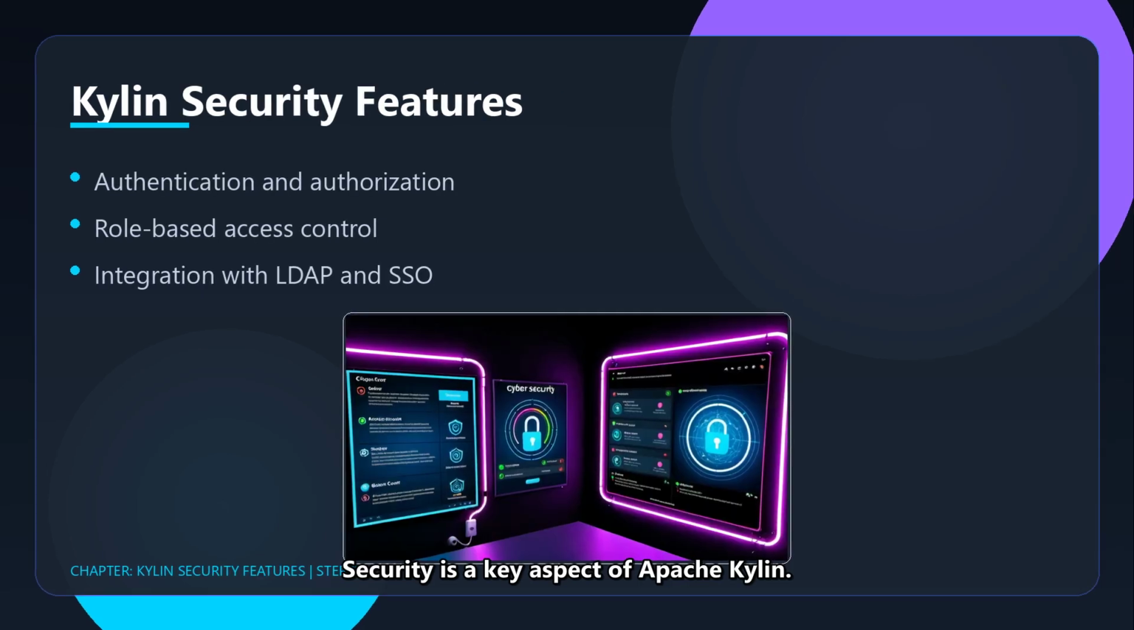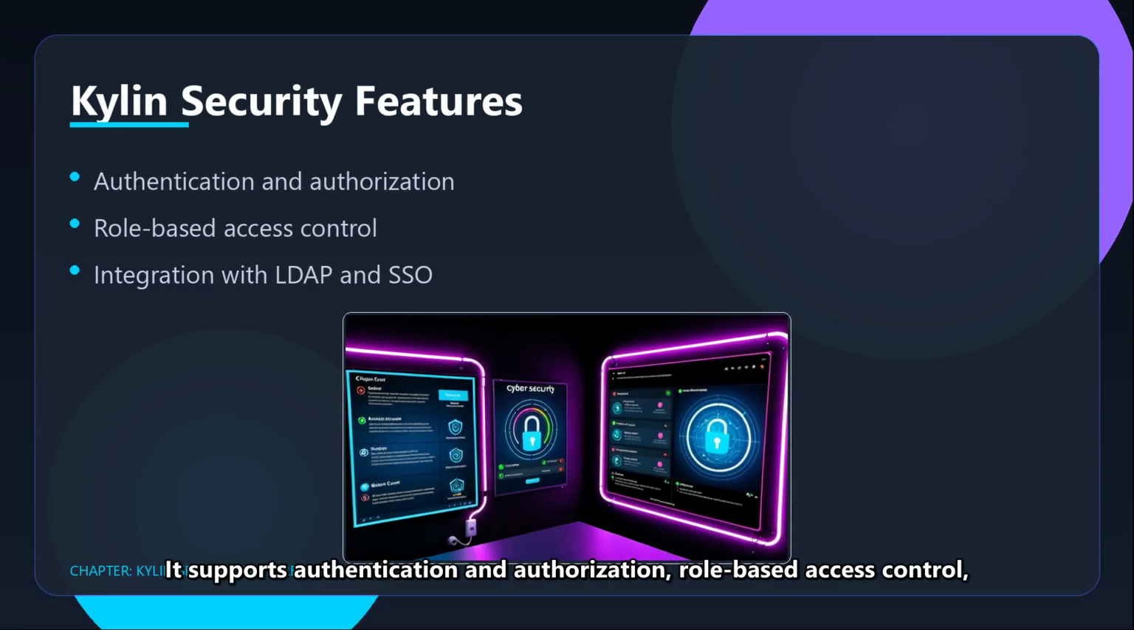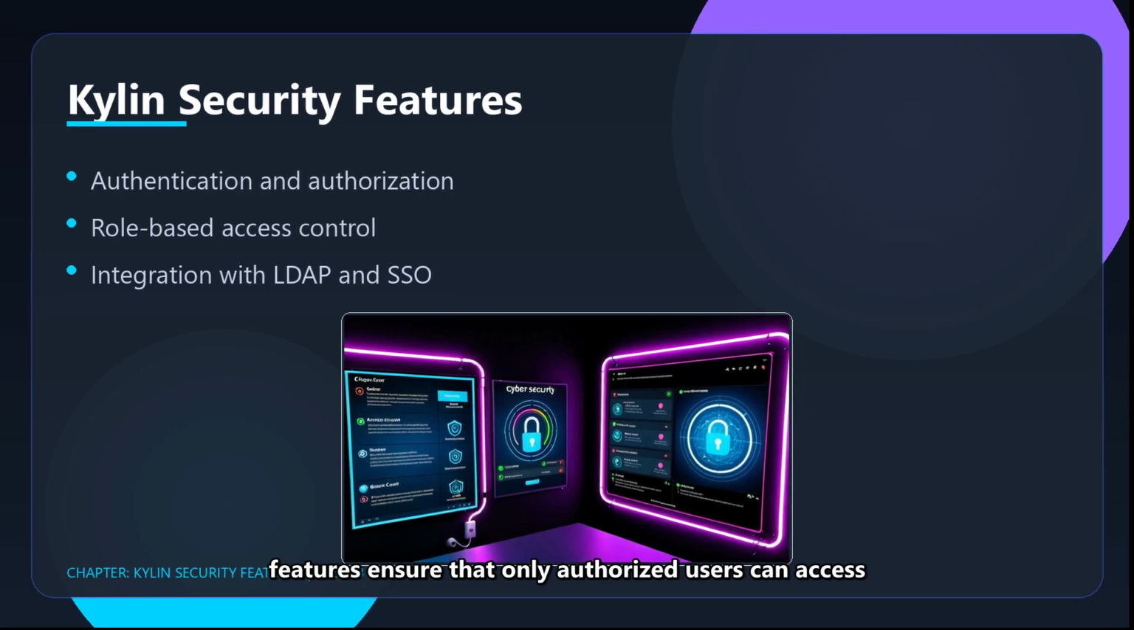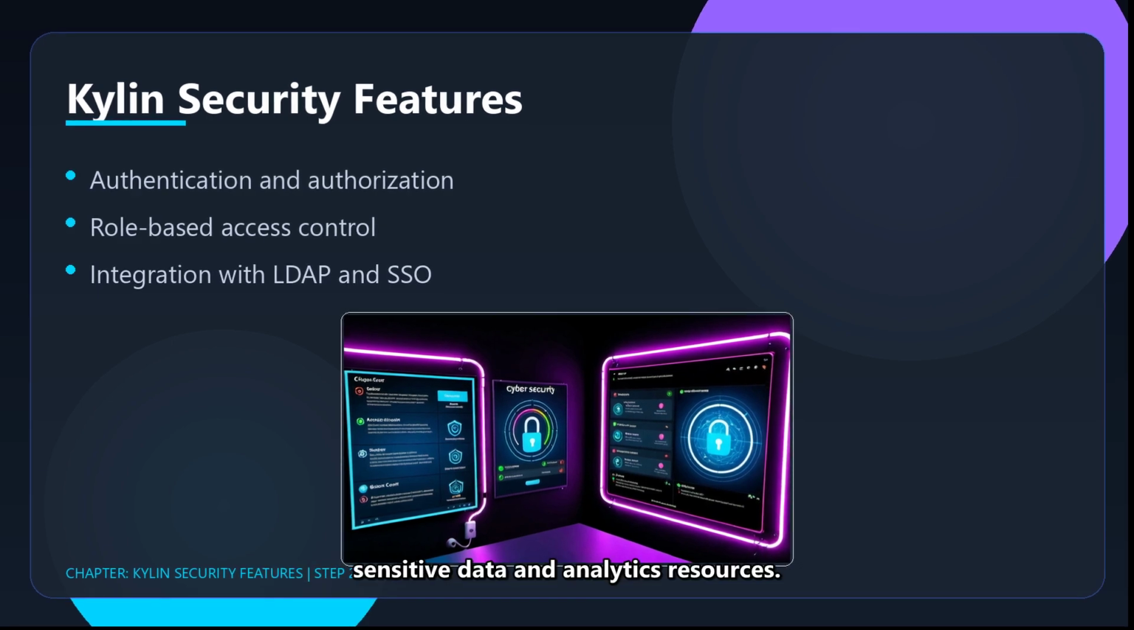Security is a key aspect of Apache Kylin. It supports authentication and authorization, role-based access control, and integrates with LDAP and SSO systems. These features ensure that only authorized users can access sensitive data and analytics resources.